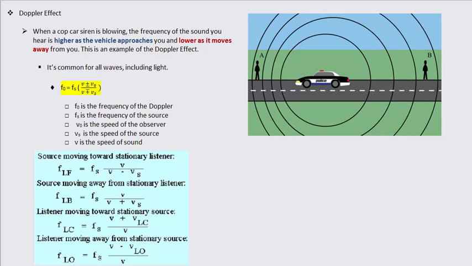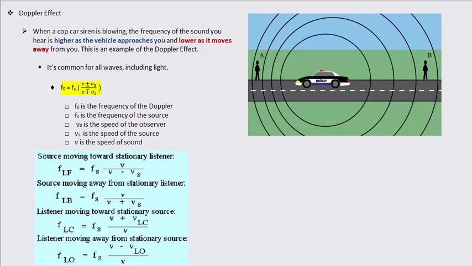The equation we use to explain the Doppler effect is f_o, which is the frequency of the Doppler, is equal to the frequency of the source, which is our f_s, multiplied by v, which is the speed of sound, plus or minus v_o, which is the speed of the observer, divided by v plus or minus v_s, which is the speed of the source.